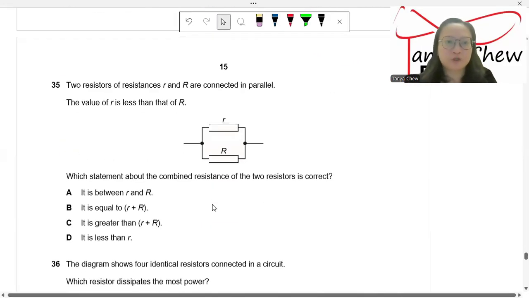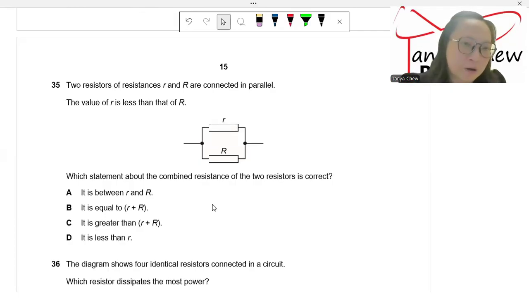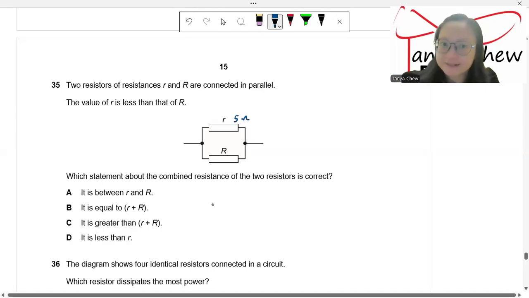Number 35, two resistors of resistances R1 and R2 are connected in parallel. The value of R1 is less than the value of R2. Which statement about the combined resistance of the two resistors is correct? If you have a problem, just put any value for R and we see. Let's say this is 5 ohm.